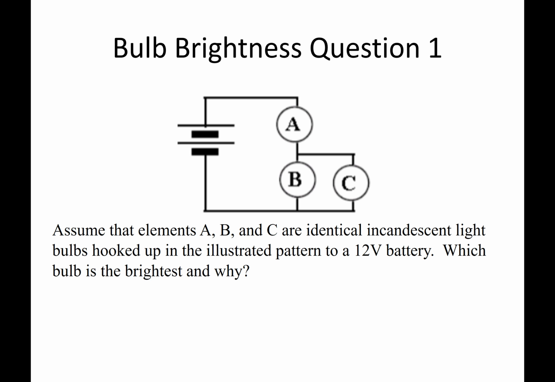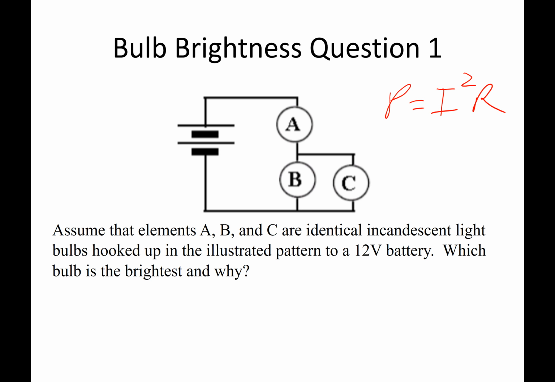So here it says assume that elements A, B, and C are identical incandescent light bulbs hooked up in the illustrated power to a 12-volt battery. Which bulb is the brightest and why? Well, the easiest way to think about the bulb brightness is use the formula P equals I squared R. We know that all these bulbs have identical resistances. They're identical light bulbs, so the R is not going to be a factor. So really, to compare the power dissipated, we need to look at the current.